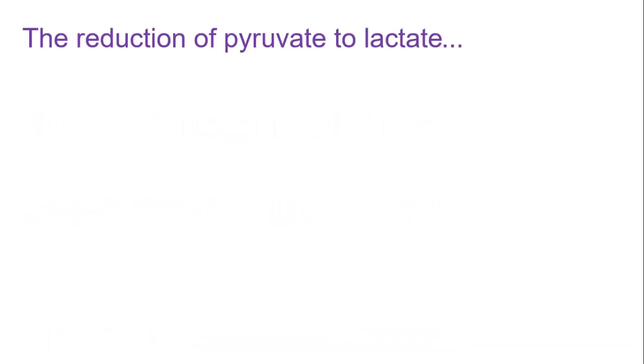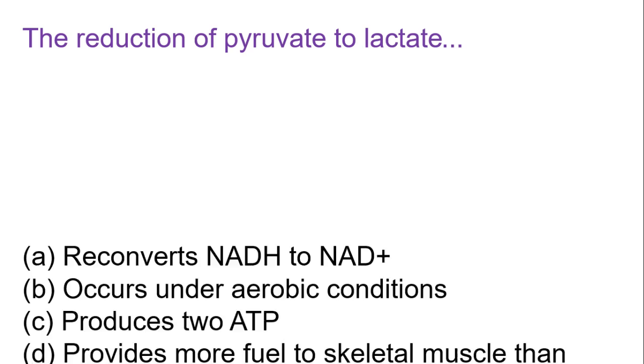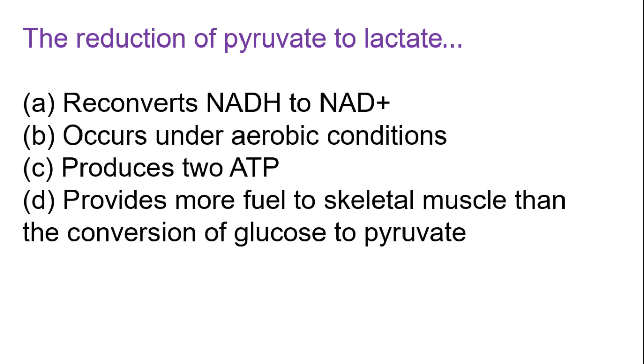The reduction of pyruvate to lactate dash. A, reconverts NADH to NAD+; B, occurs under aerobic condition; C, produces 2 ATP; D, provides more fuel to skeletal muscle than the conversion of glucose to pyruvate. The answer is A, which is reconverts NADH to NAD+.